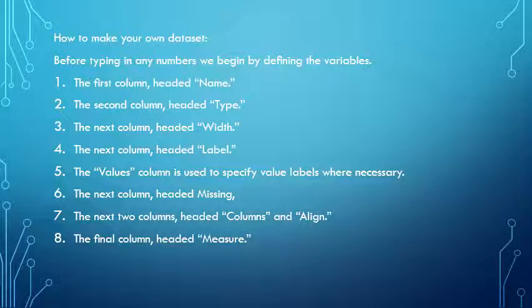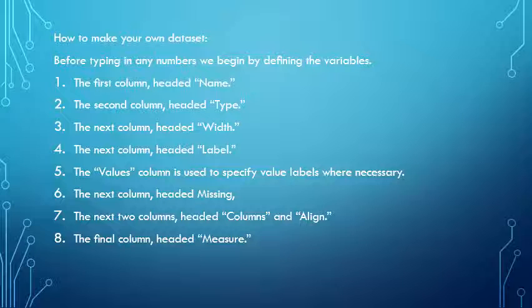To start entering the names, simply click in the first cell and type in ID, and then click in the second cell below and type in the name of the second variable, and so on. The second column, headed Type, simply defines what type of variable we are dealing with. In most cases, this will be numeric. As the name suggests, a numeric variable is one where all the values are represented by numbers.